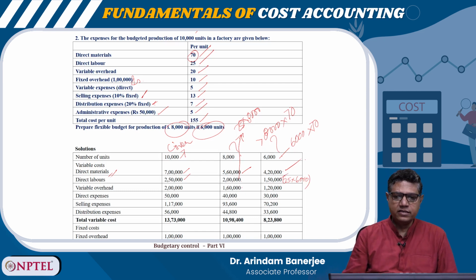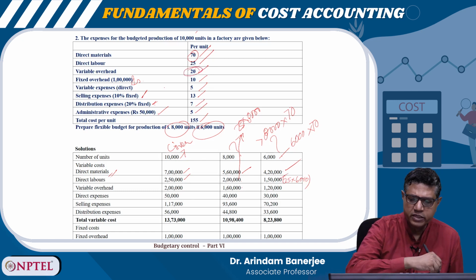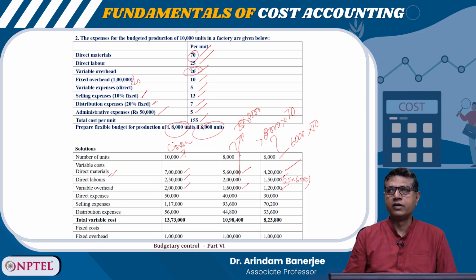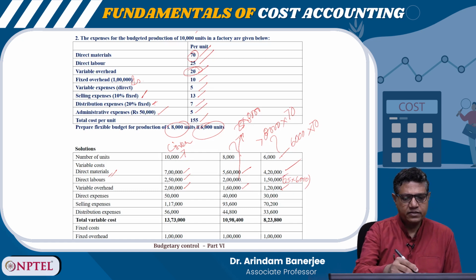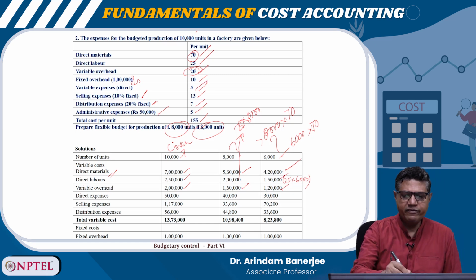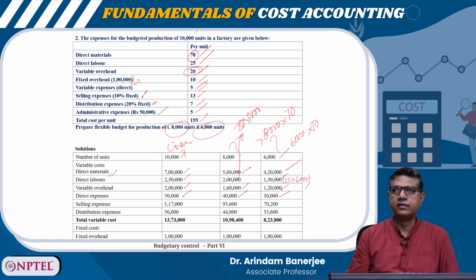Similarly, variable overhead is 20 rupees per unit. So 20 into 10,000 is 2 lakh, 20 into 8,000 is 1,60,000, and 20 into 6,000 is 1,20,000. Direct expenses, or variable expenses, are 5 per unit, as given. So 5 into 10,000 is 50,000, 5 into 8,000 is 40,000, and 5 into 6,000 is 30,000.